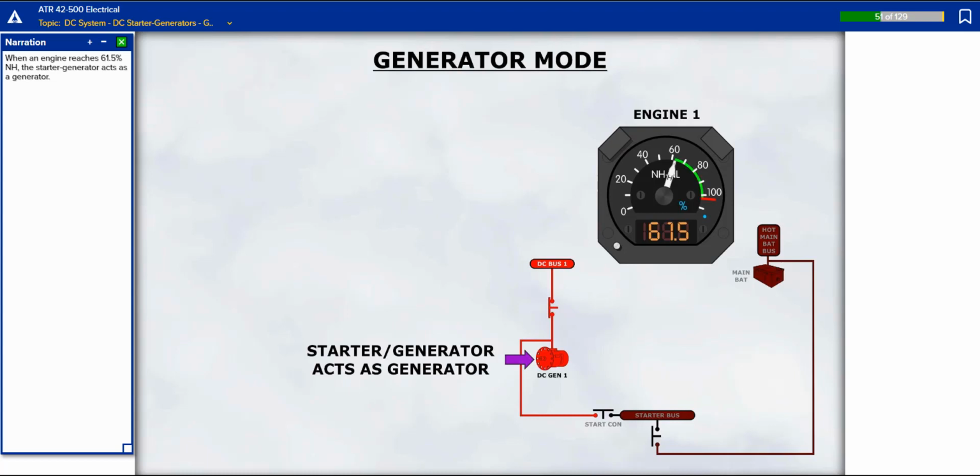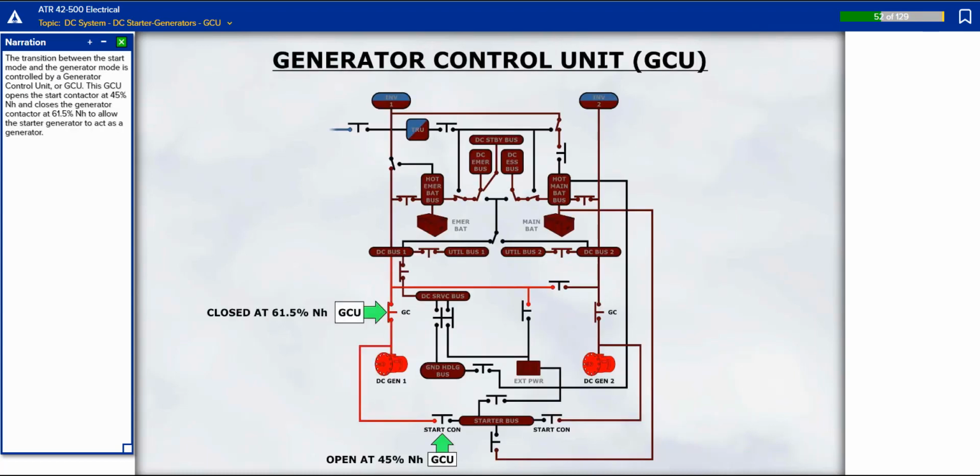When an engine reaches 61.5% NH, the starter generator acts as a generator. The transition between the start mode and the generator mode is controlled by a Generator Control Unit, or GCU. This GCU opens the start contactor at 45% NH and closes the generator contactor at 61.5% NH to allow the starter generator to act as a generator.